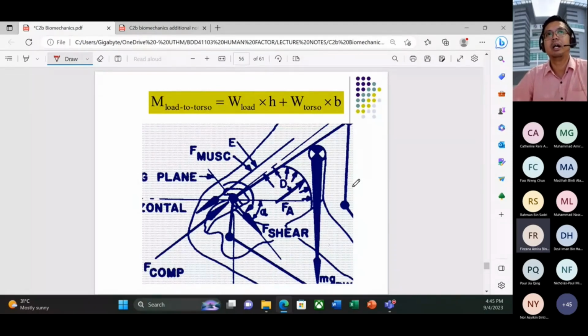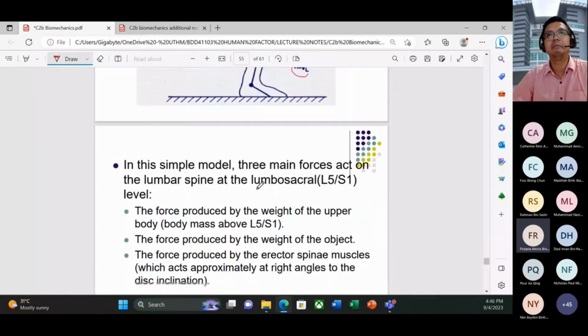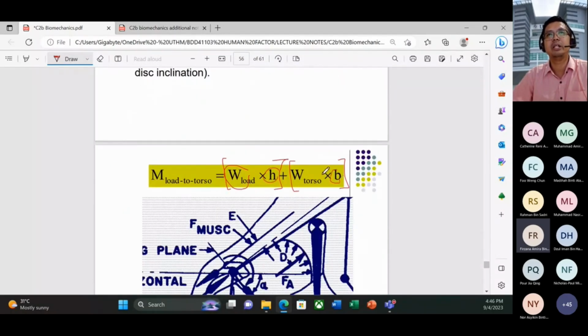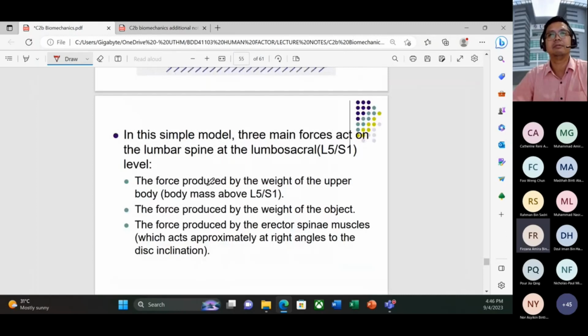In order to calculate the moment for this lower back, we also have a formula. So the moment from load to torso is equal to the weight of the load times the hash, plus the weight of the torso itself times B. So where are the hash and B? Hash is the distance from the load to our torso. Meanwhile, B is from our torso to our force, from our shear here. So later on, we will do some exercises.